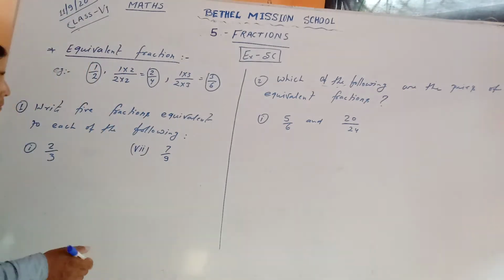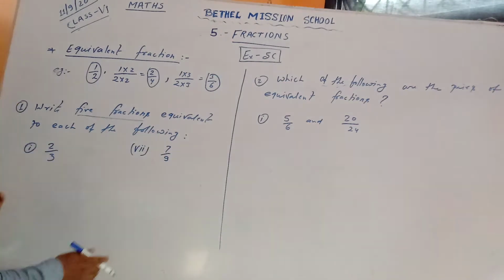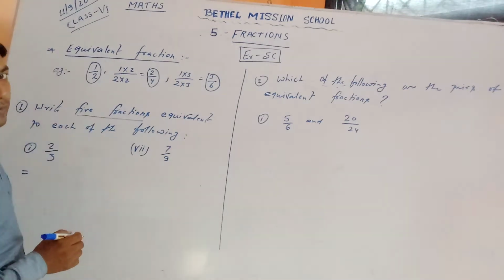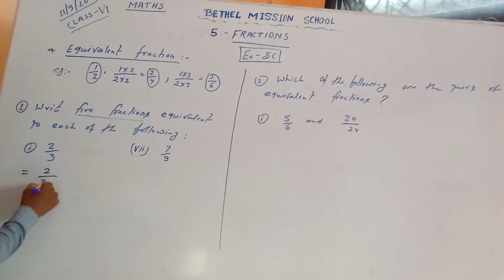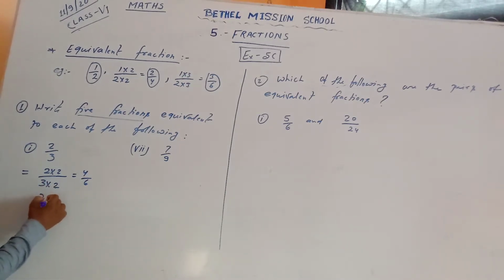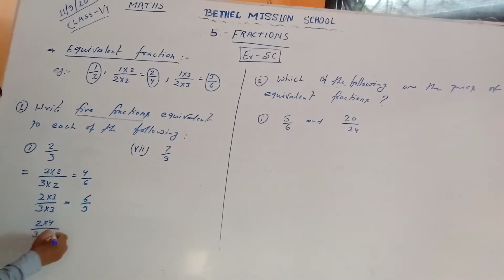There are many examples given to write 5 fractions equivalent to each of the following. I have taken 2 examples. 2/3: you have to write 5 equivalent fractions. Multiply with the same number, starting from 2. Multiplying numerator and denominator by 2, it becomes 4/6. Now multiply by 3, it becomes 6/9. Now 2/3 multiplied by 4 becomes 8/12.